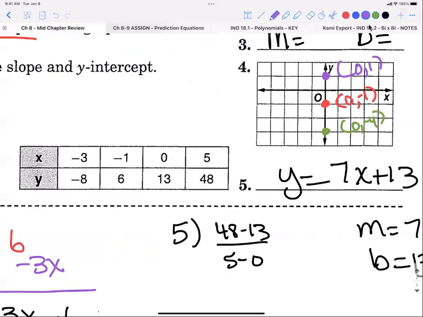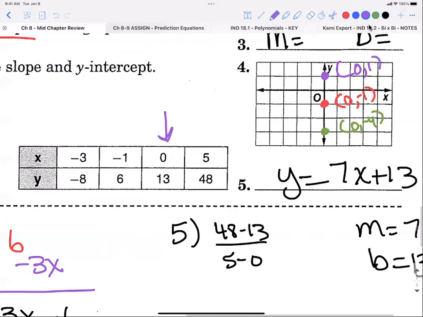0, 1, right? I don't go over at all. I just go up 1, so I have a 0 for an x. Every y-intercept is going to have a 0 for an x. That's why it's an intercept, because it sits right on the axis. It does not move left or right. Do I have a point with an x of a 0? That right there is your intercept.